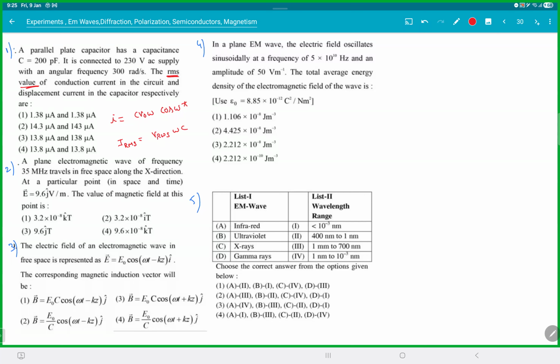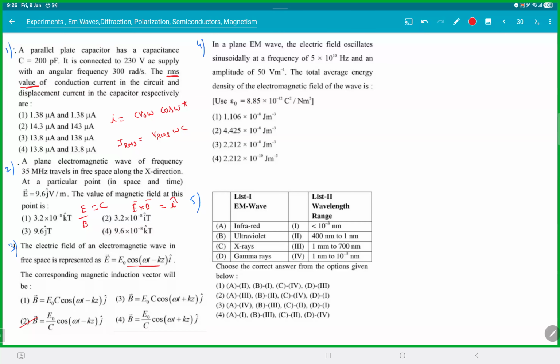What about the second thing? A plane electromagnetic wave of frequency 35 megahertz travels in space. The magnitude of the magnetic field: E by B is equal to C. And E cross B is the direction of the wave, which is i cap. Check out these two and you'll get it. What about the third thing? Same story. Cos omega t minus z. So this should be cos, cos, cos. These two are gone because it is cos omega t plus z. And then B will be E naught by C. Only one option is there. Clear? Easy question. You just keep eliminating them and finish it off.